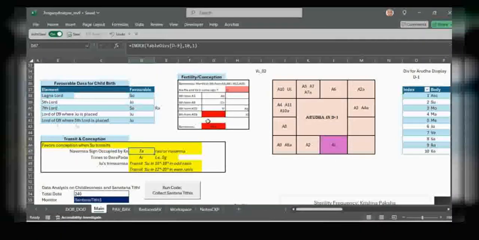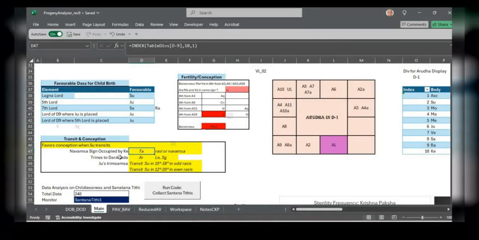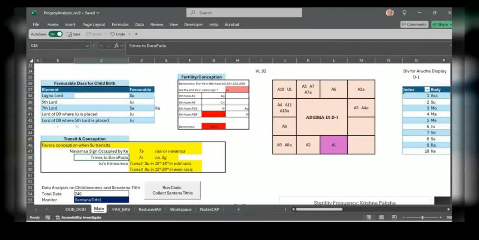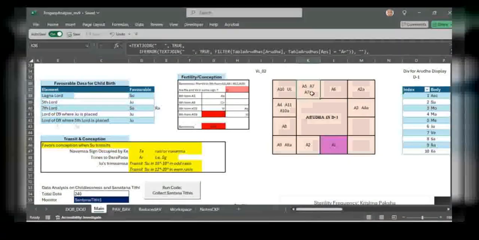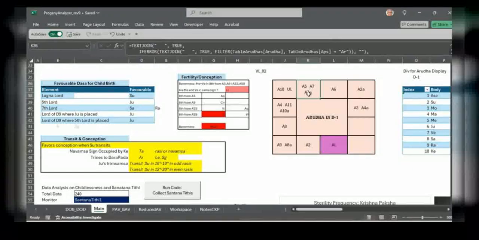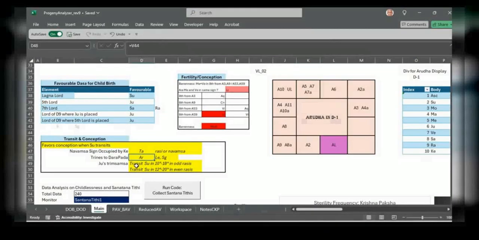But of course, when the macro and micro analysis itself deny children, there is no question of conception here. Okay. And trines to Dharapada. So we need to know where Dharapada is. A7 is Dharapada. And there could be multiple A7, there could be an additional A7 also because some Rasis are ruled by two Grahas. So we have here A7 already identified as Aries. And therefore, the trines to those signs are also good for conception.